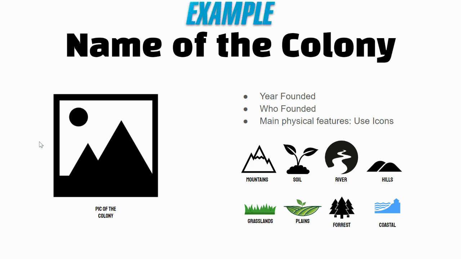Over here, you'll use Nat Geo or Google to find the year that it was founded. I would prefer a bulleted list like this. Who was the founder? Sometimes it's an individual, sometimes it's a group, maybe a business. And then what were some of the main physical features of this colony? Let me show you that in chapter 3, 3.3.